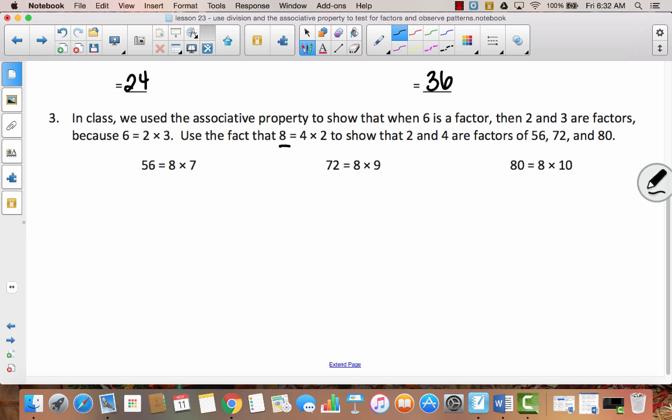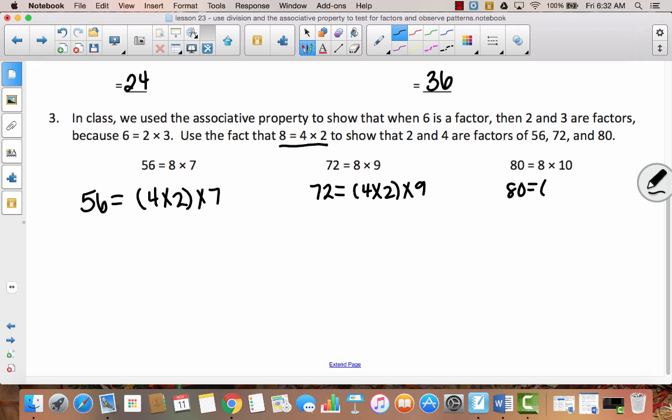Okay, so we're going to decompose the 8 in every one of these facts into 4 times 2. So let's do this together. So instead of saying 56 equals 8 times 7, we're going to decompose the 8 and say 56 equals 4 times 2 times 7. Okay, we're going to do the same thing here. So instead of saying 72 equals 8 times 9, we're going to decompose the 8 and say 72 equals 4 times 2 times 9. And same thing with 80. Instead of saying 80 equals 8 times 10, we're going to decompose that 8 into 4 times 2 times 10.